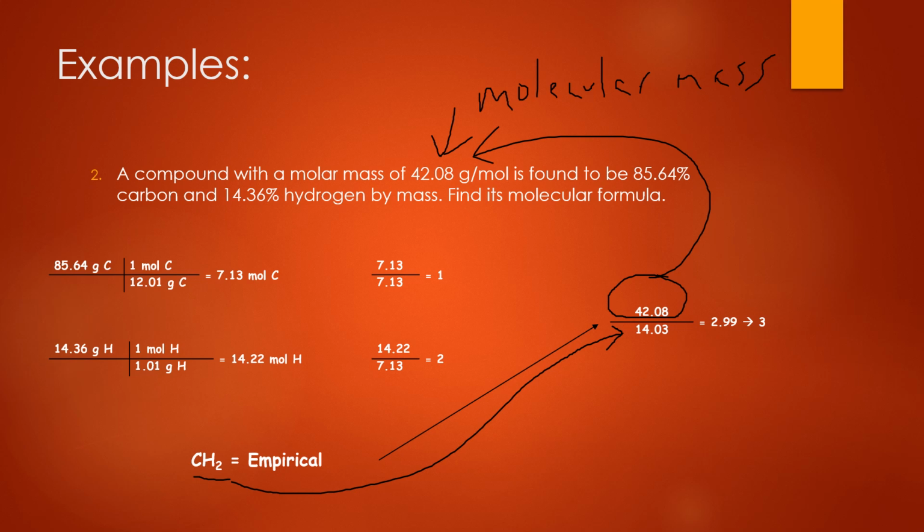So the next thing to do is take 3 and multiply it by the CH2, so 3 times 1 for carbon and 2 for the H. And you see that I get the molecular formula of C3H6.